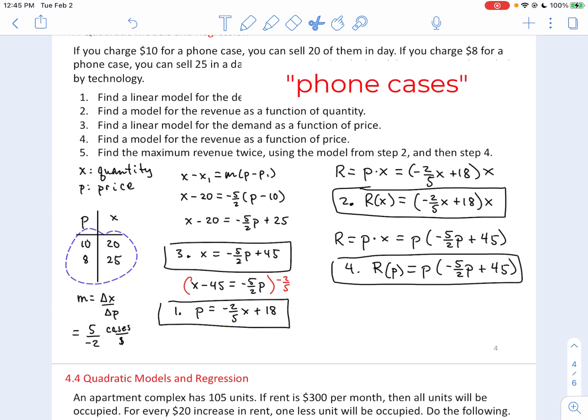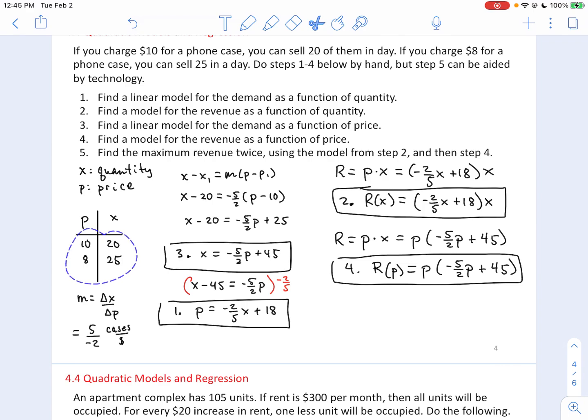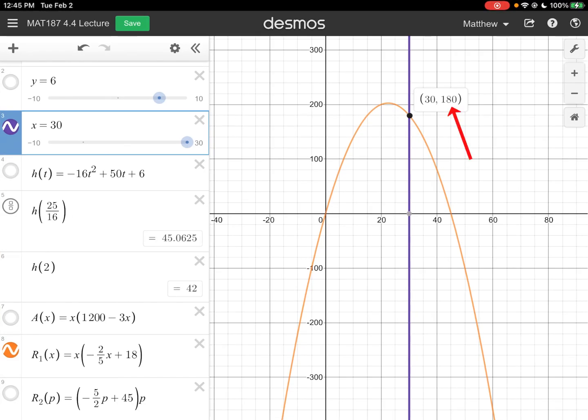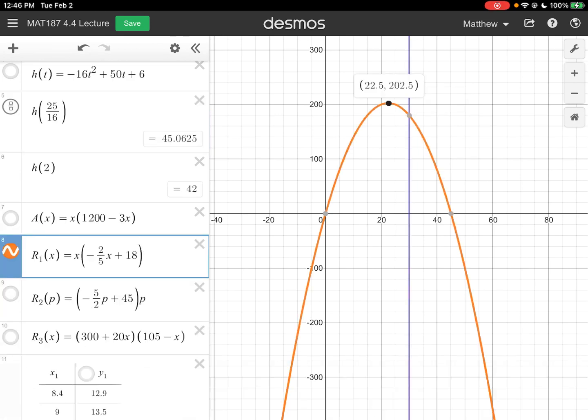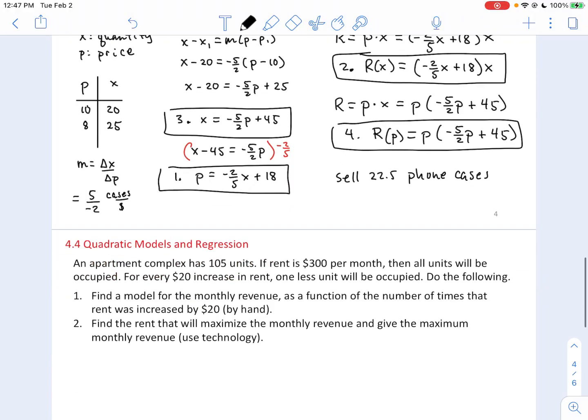And if you do 30 phones times $6, you're going to get $180 in revenue. That's what the y-coordinate of this revenue function is telling us. The only 2 bits of data that are apparent here, all the points on this orange graph, are x-coordinates, which is quantity, number of phones you want to sell, phone cases I should be saying, and the revenue you'll make selling those phone cases. It doesn't tell you the price. We haven't graphed that relationship. This is R against x. The vertex: if you do 22.5 phone cases, then your revenue will be $202.50.